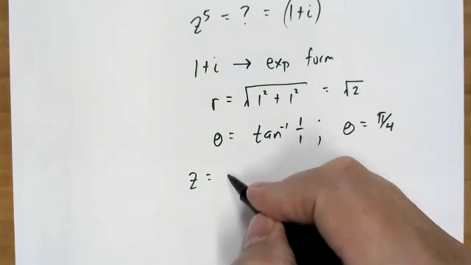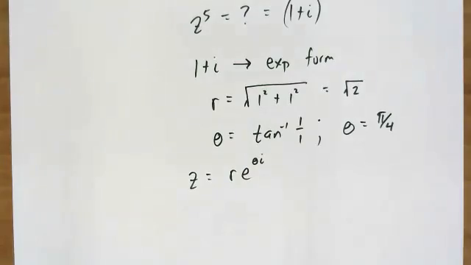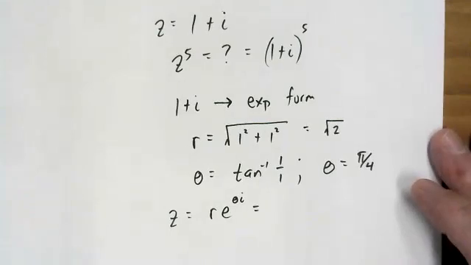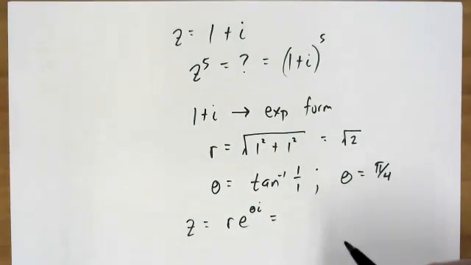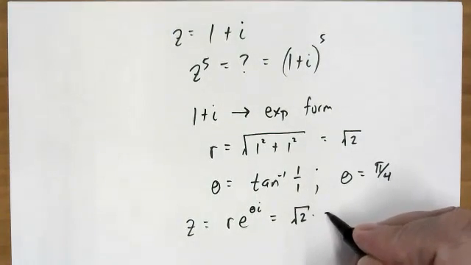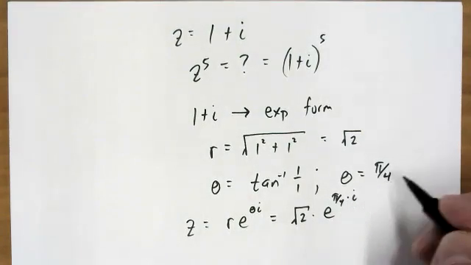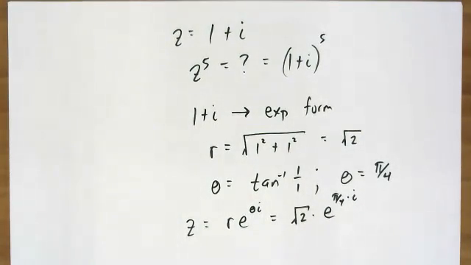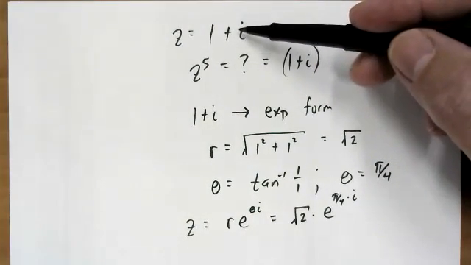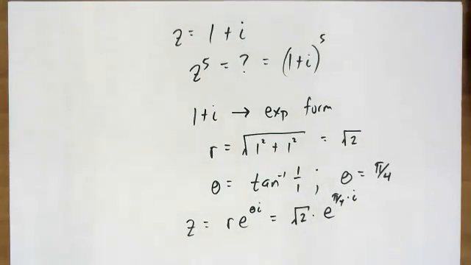I'll write it again. In polar form, this 1 plus i complex number I can express as square root of 2 times e to the pi over 4 times i. So I've taken this complex number in rectangular form and rewritten it in exponential form.